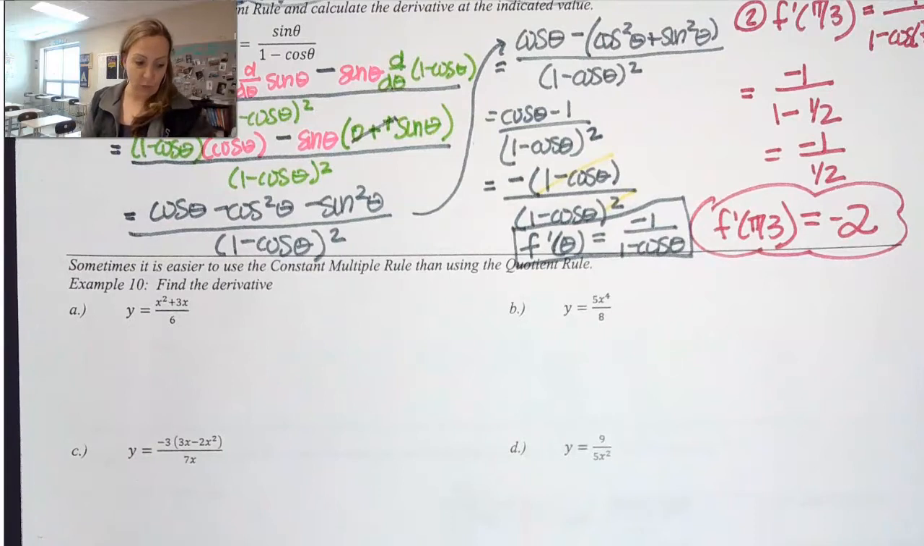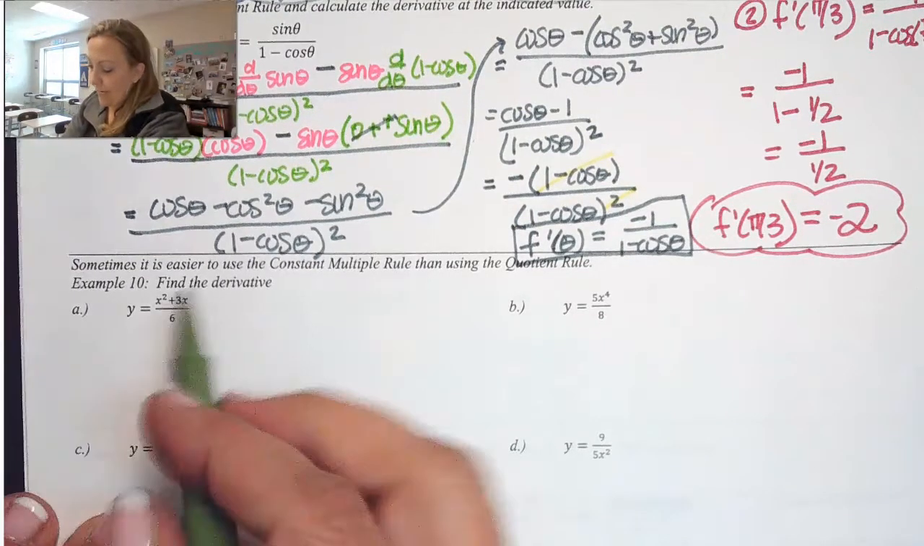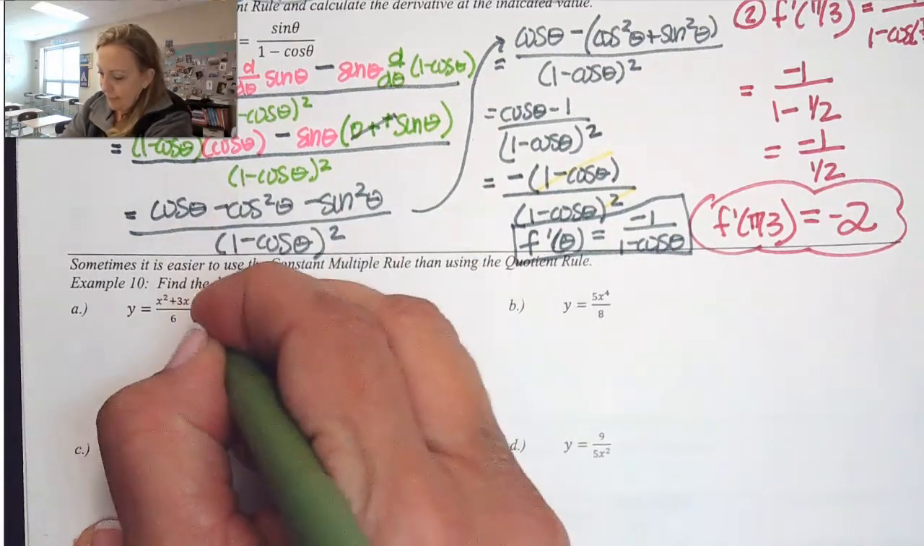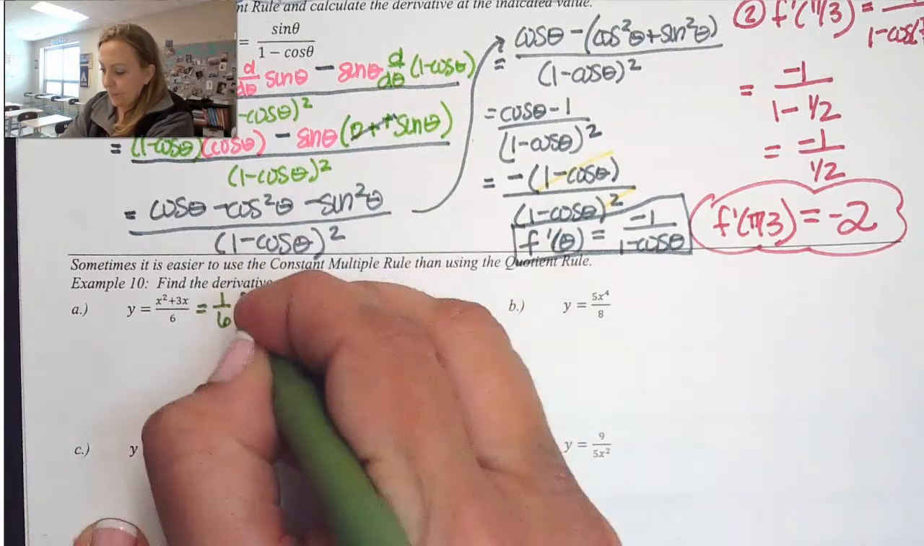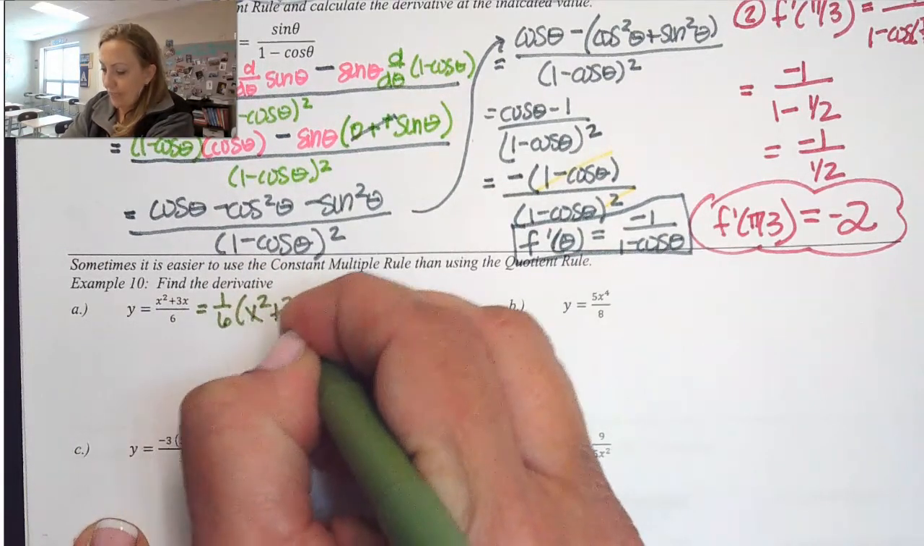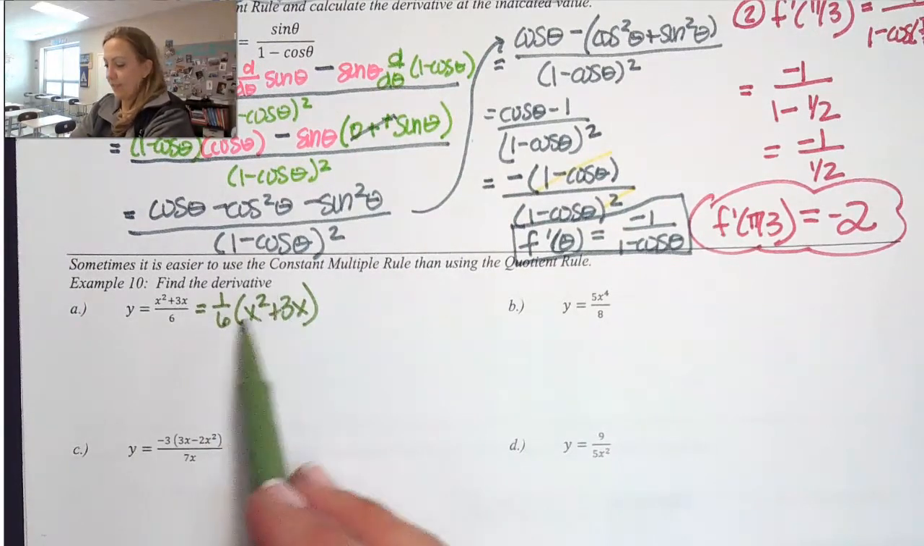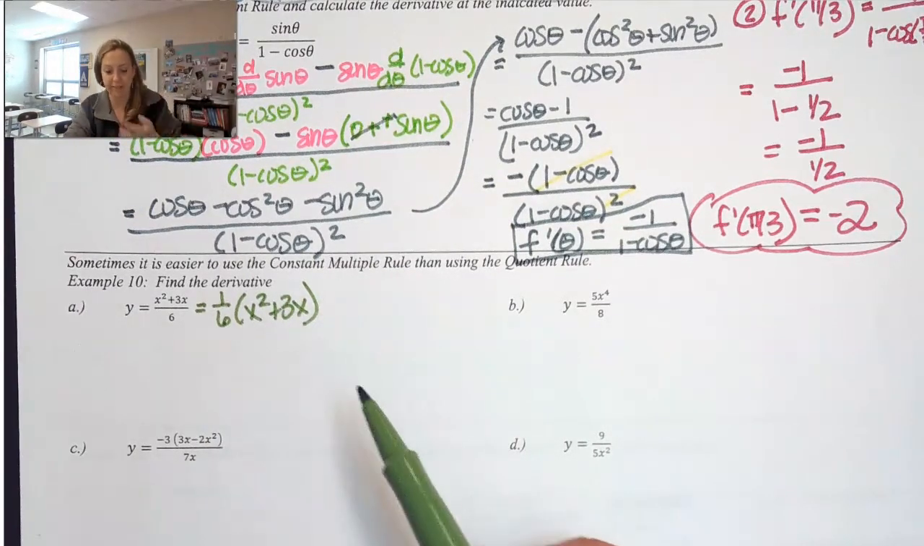What I would do for something like letter A, where I have y equals x squared plus 3x over 6, is to think about this as 1/6 times x squared plus 3x, or you could even distribute that and think about it as 1/6 x squared plus 1/2 x. It doesn't matter to me.